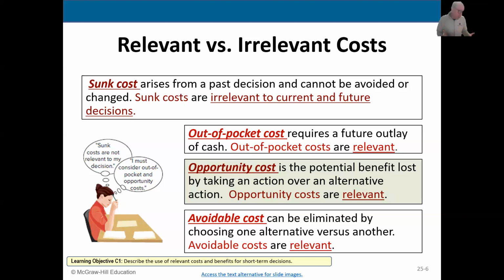So I start running the relevant and irrelevant costs. The sunk cost in my real life example is the existing chiller. The cost of the existing chiller already happened. The chiller's already there. It's not relevant in the decision process. Okay? It's a sunk cost.